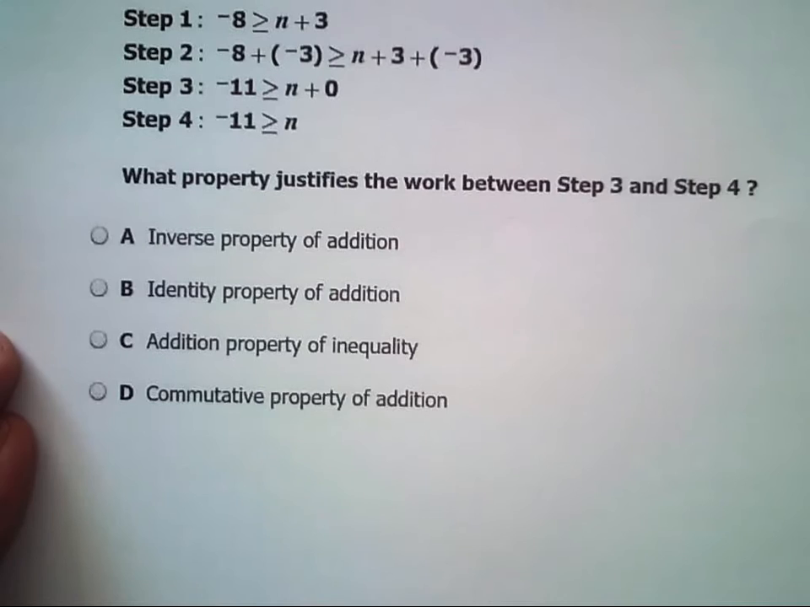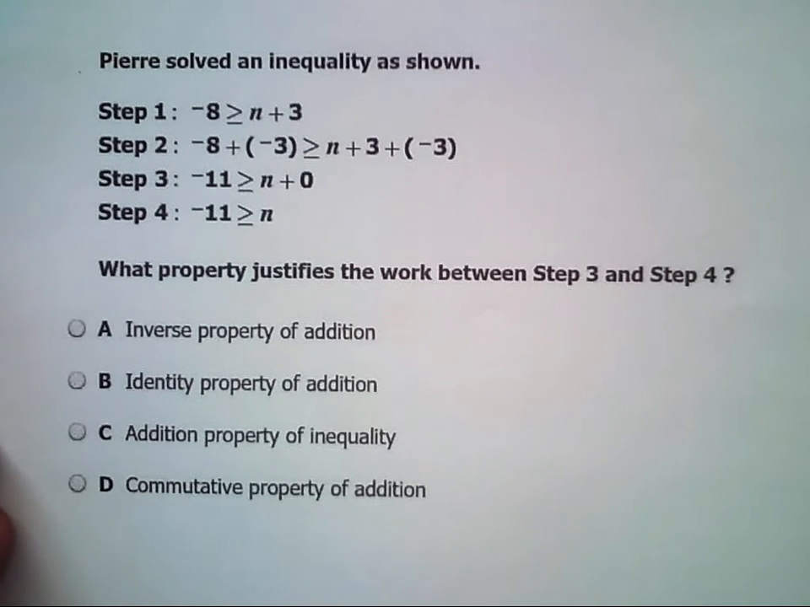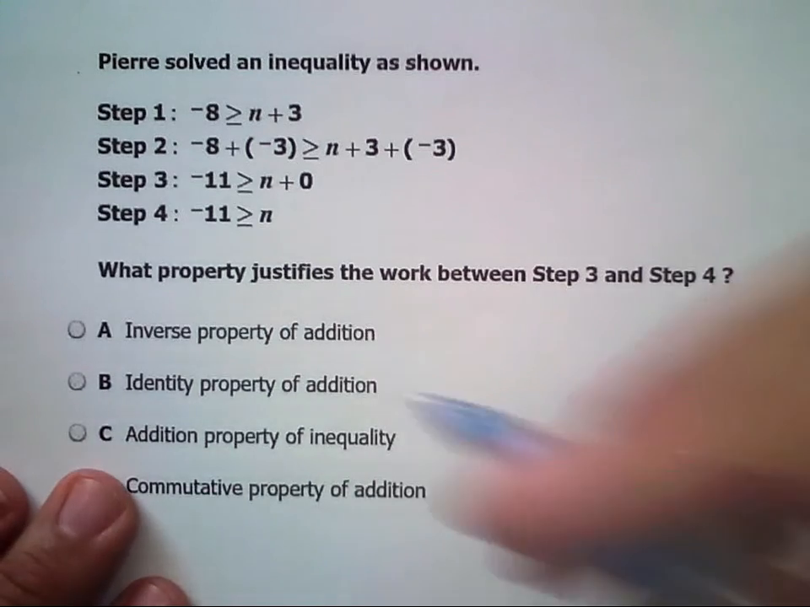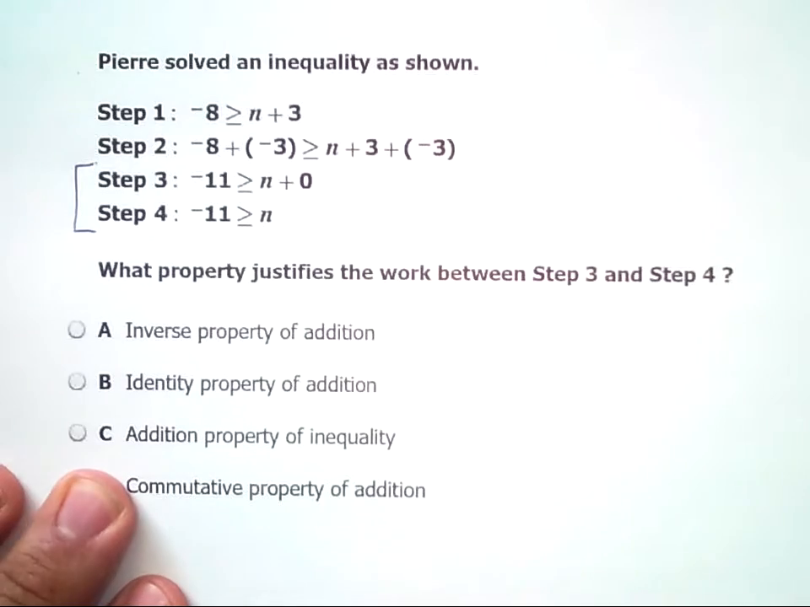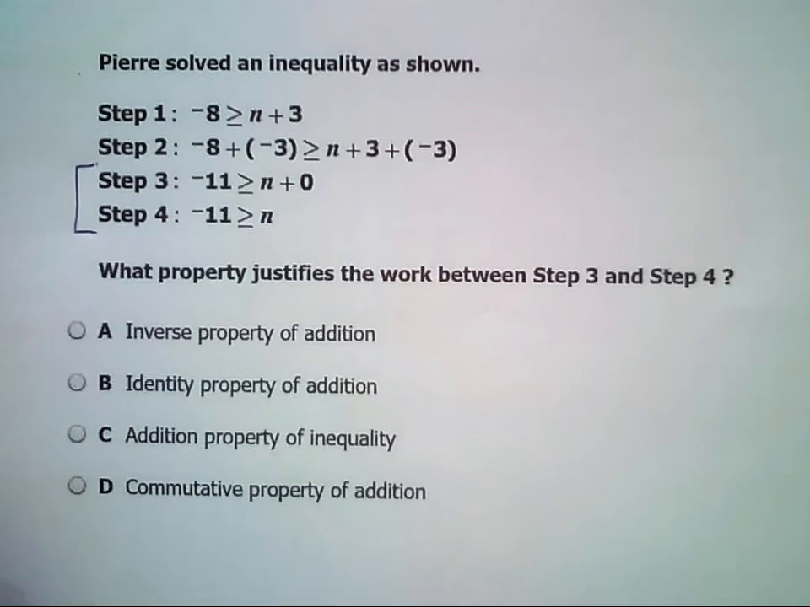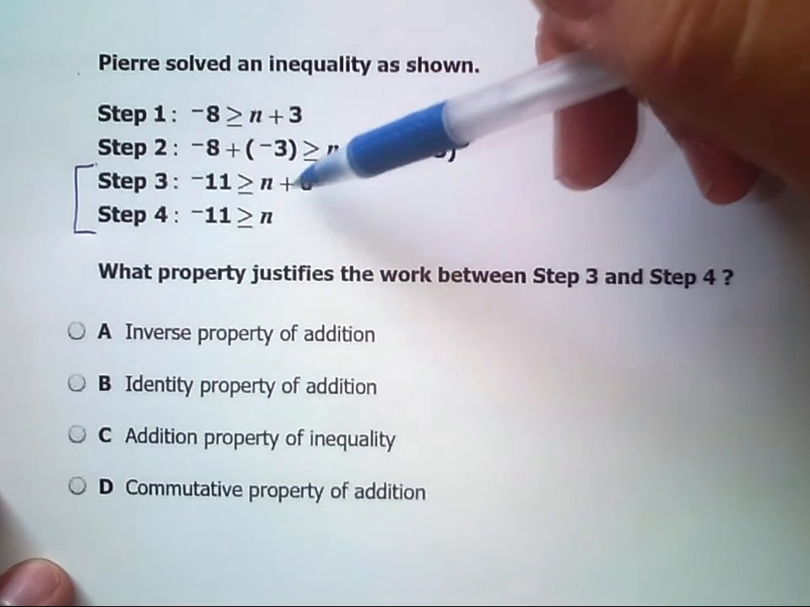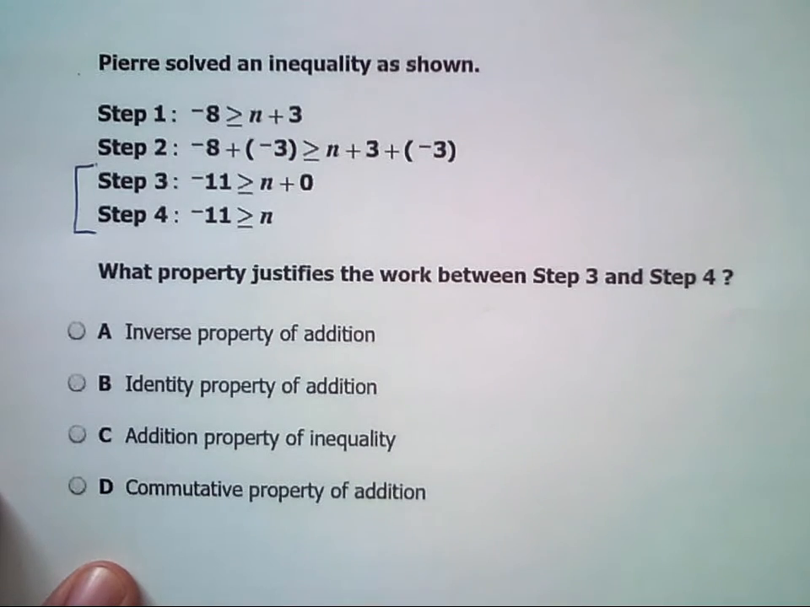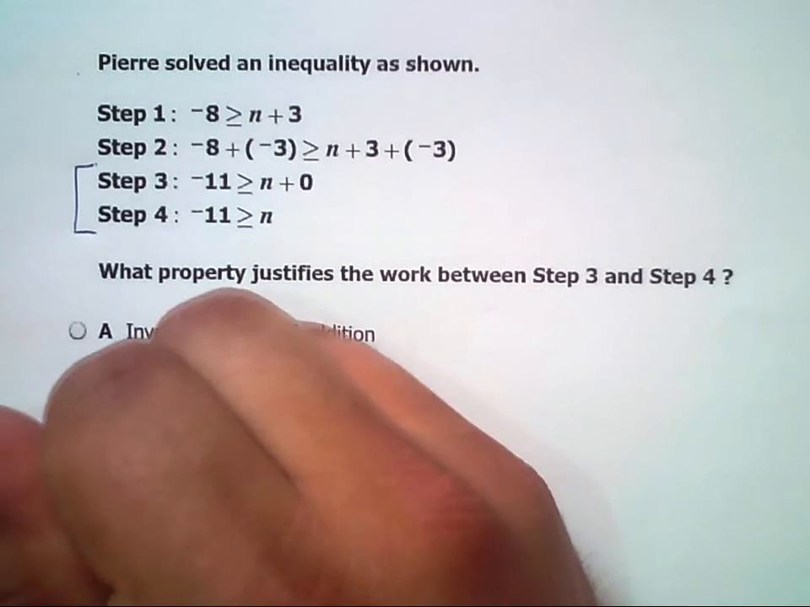Okay, let's take a look at an example problem. Pierre solved an inequality as shown. Which property justifies the step between 3 and 4? So our big focus is right there. We care what happened from there to there. If you notice, we had plus 0, and then we just ended up with n. Adding 0 doesn't do anything. That's the identity. So the answer to this problem would be B.